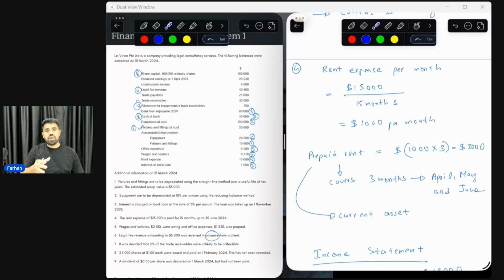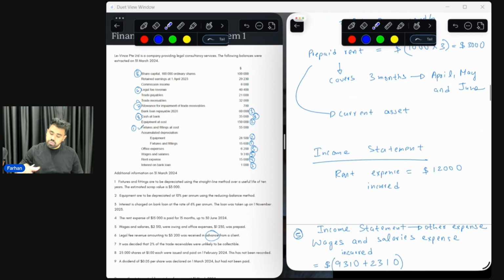Therefore, when you prepare the financial statements at 31 March 2024, you are to include this amount of prepaid rent of $3,000 as the current asset, okay, in the balance sheet. And in the income statement, you will include the actual rent expense incurred for the 12 months ending 31 March 2024, and that is $12,000.